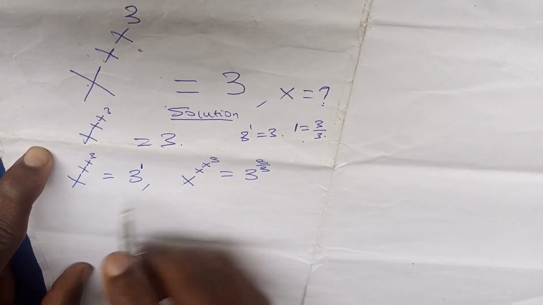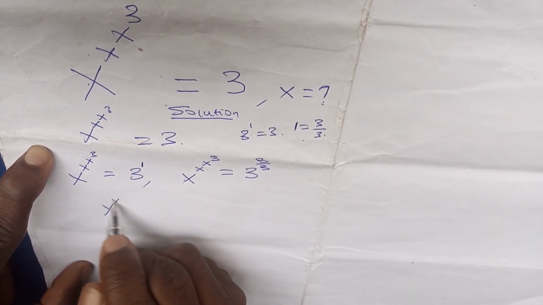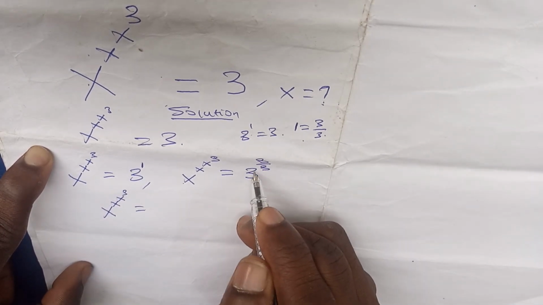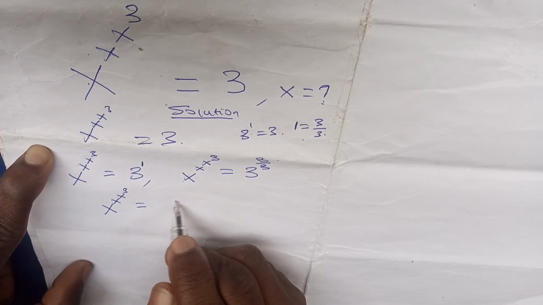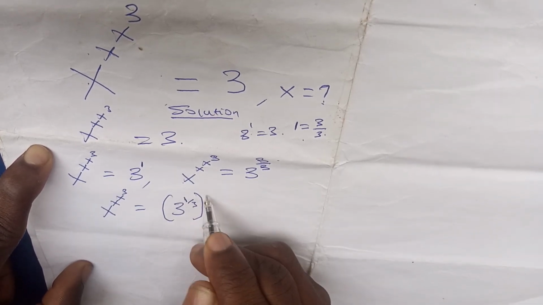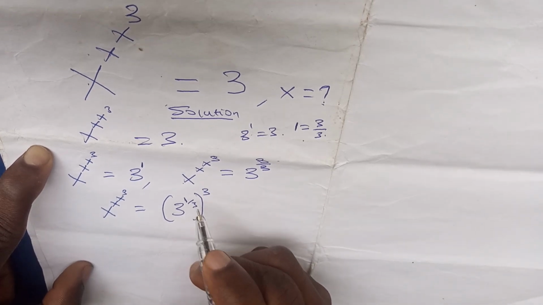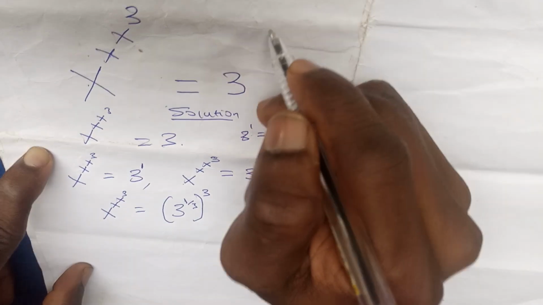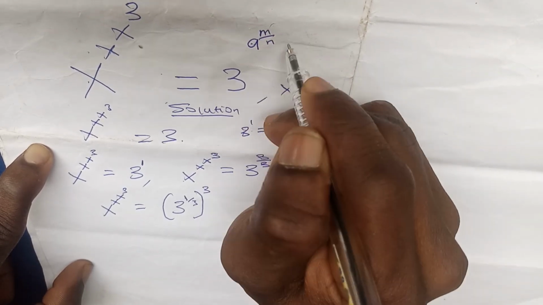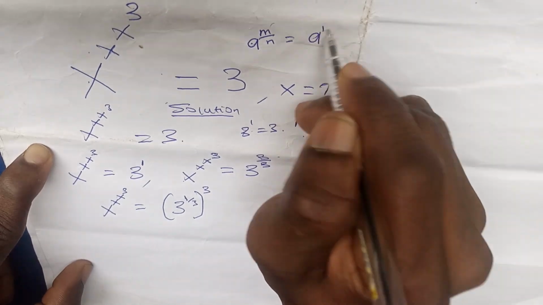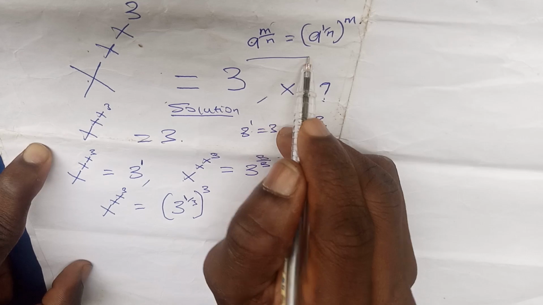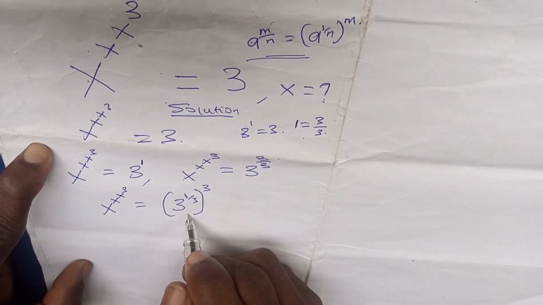Okay, then let's try it again. We can say x to the x to the x to the 3 is equal to 3 to the power of 1 over 3, in brackets, all to the power of 3, from the principle of indices. The principle of indices says if you have a to the power of m over n, we can write this as a to the power of 1 over n, all to the power of m. So this rule is what we applied at this point.